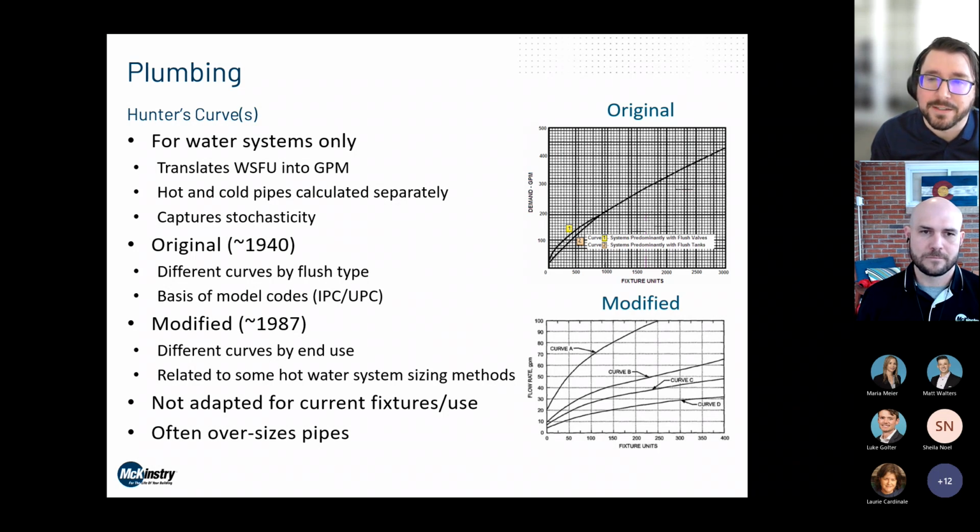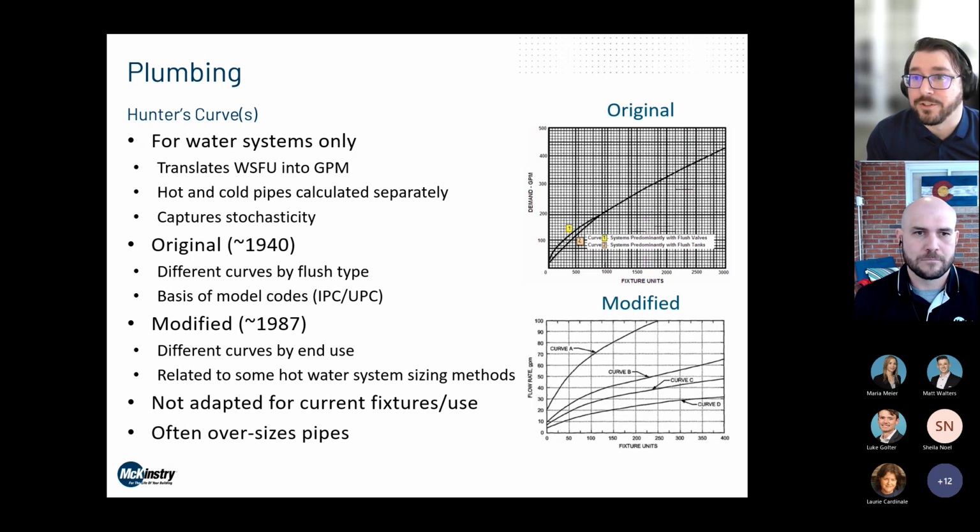You'll find it as kind of the basis for some of the hot water system sizing methods, but they're not super closely correlated. So big point here, they're not adapted to current fixture use. I mean, in 1940, toilets were flushed at 6 and 5 gallons per flush. Now they're 1.6 for a lot of applications, 1.28 here in Colorado is the max you're allowed. And because of that, they really often oversize your pipes. Design engineers are required to follow these for code compliance, but pretty much everyone knows you end up with oversized water systems when you use it.